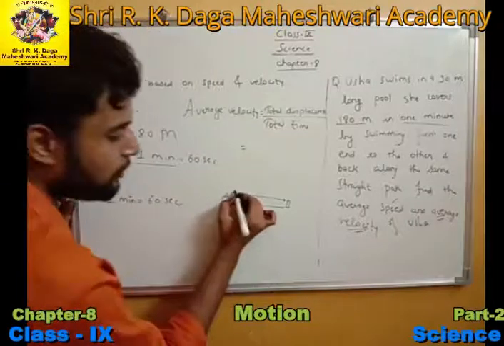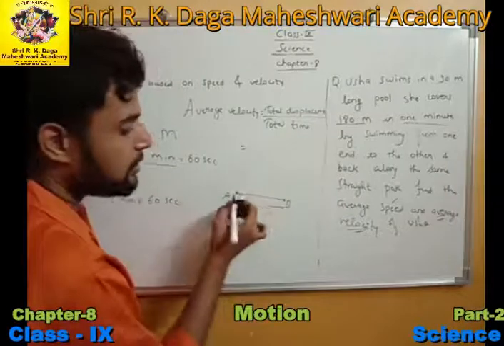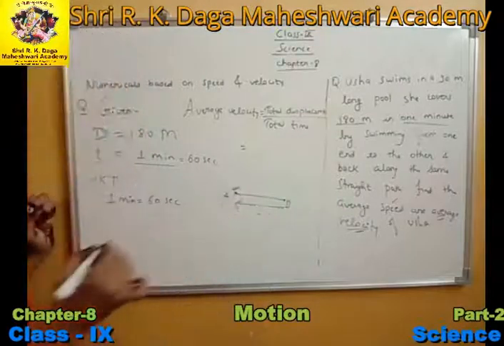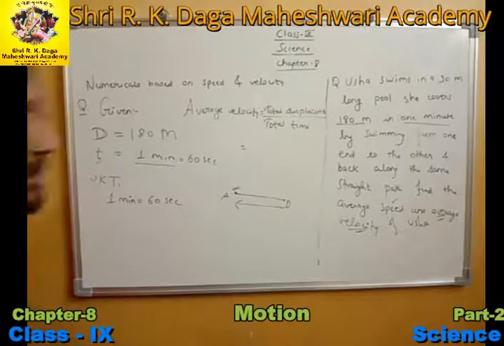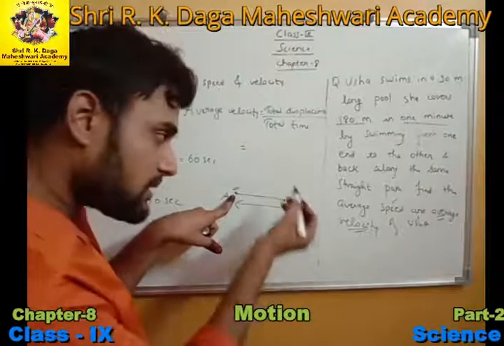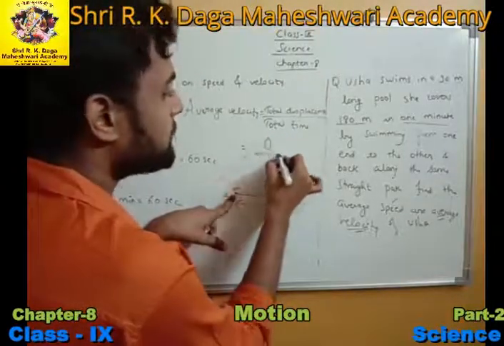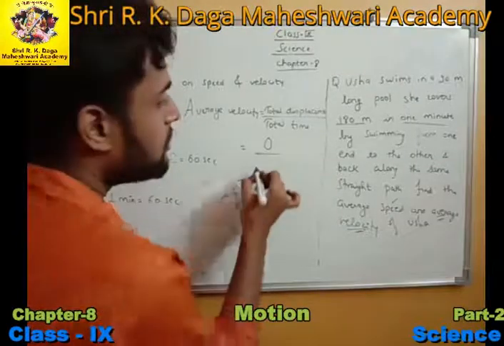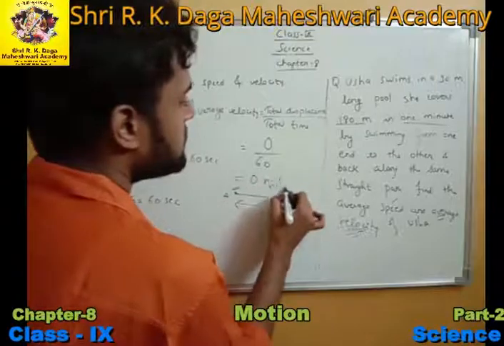Okay, so from this point she has started her journey, and at the end of 1 minute she is at the same point. So what will be the net displacement traveled by her in the whole journey? If she started from this point and after some time is at the same point, what will be the net displacement? It will be 0.